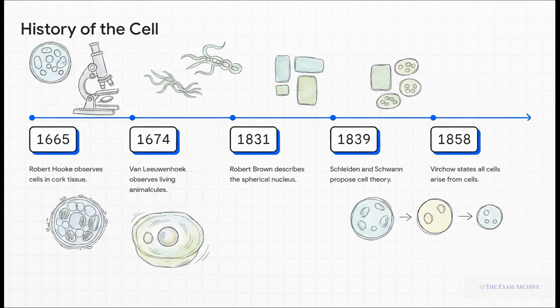Jump forward to 1831, and Robert Brown spots the nucleus in plant cells. This set the perfect stage for Schleiden and Schwann to propose the very first cell theory in 1839. And then finally, in 1858, Rudolf Virchow added the crucial missing piece. He stated that all cells arise from pre-existing cells.